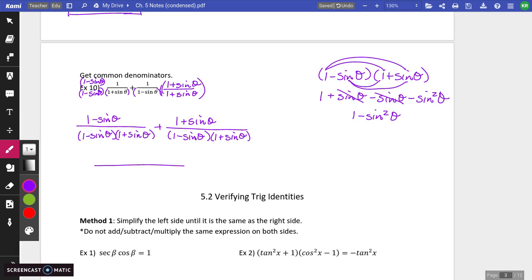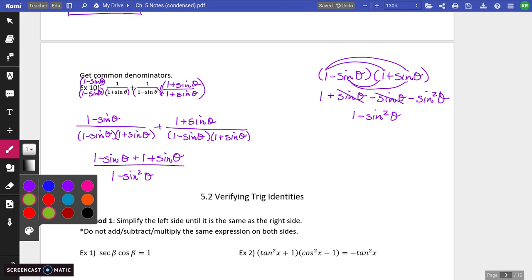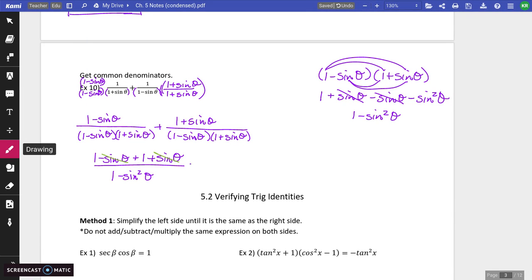So we're going to have one big fraction. It's going to be 1 minus sine squared theta in the denominator. Okay, look at your numerator. You have 1 minus sine theta plus 1 plus sine theta. Well, minus sine theta plus sine theta cancels out. You now have 1 plus 1 is 2 over 1 minus sine squared theta.